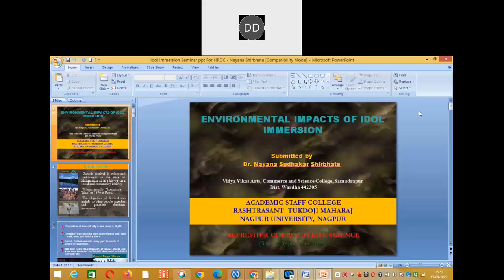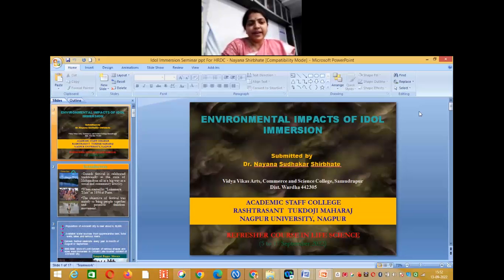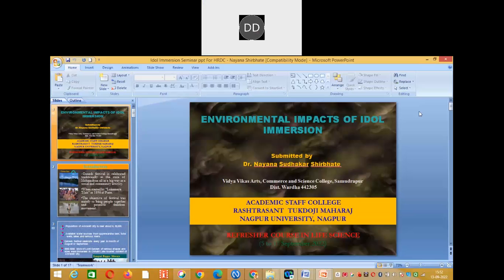Have you noticed any changes in the vegetation before and after the idol immersion? Yes, sir. Different varieties of plants are found, like Eichhornia and Hydrilla. They developed many times over. These plants have the ability to absorb some metals or different types of ions, and these plants grow well in those conditions.